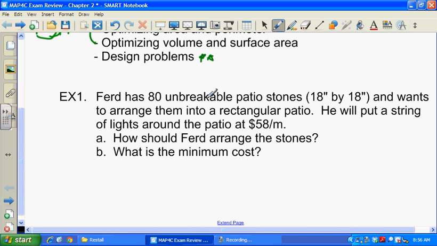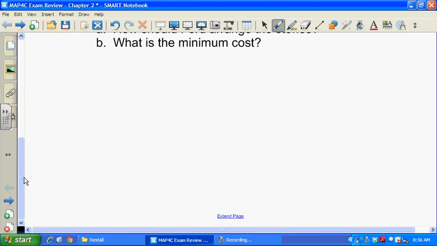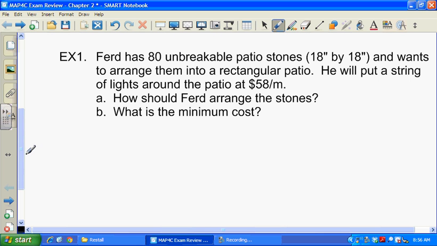Ferd has 80 unbreakable patio stones and wants to arrange them into a rectangular patio. He will put a string of lights around the patio at $58 per meter. We have to decide what the shape is and whether this is area or perimeter or whatever. How should Ferd arrange the stones? Well, we know the best rectangle is a square, right?